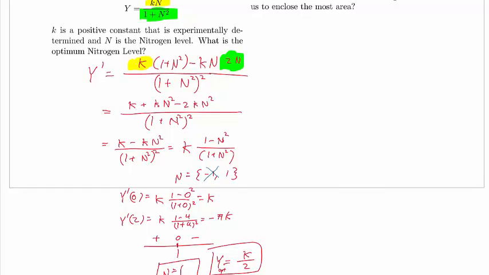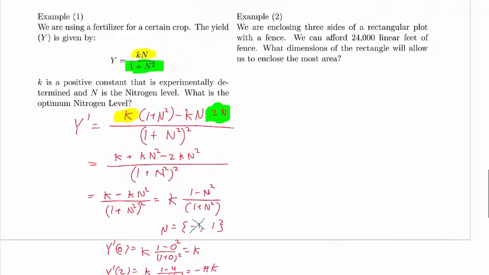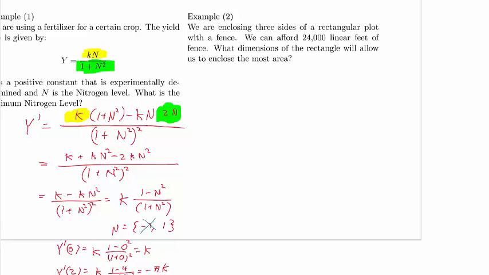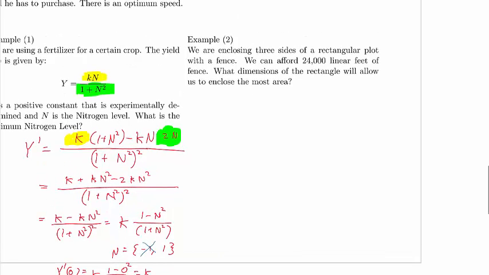Okay, example 2. We are enclosing 3 sides of a rectangular plot with a fence. We can afford 24,000 linear feet of fence, and we're going to use every last dime in our budget on this fence. I don't know why, but we are. What dimensions of the rectangle will allow us to enclose the most area?